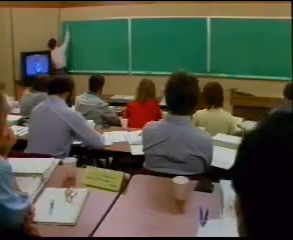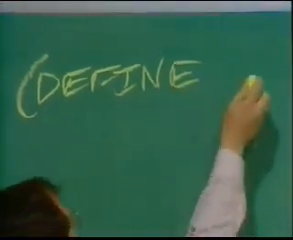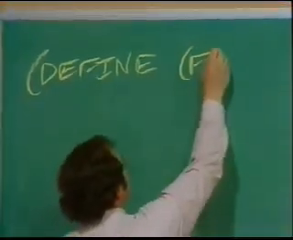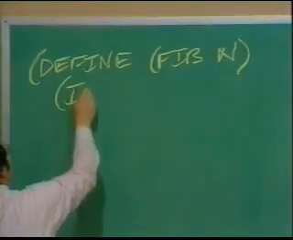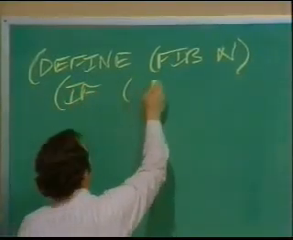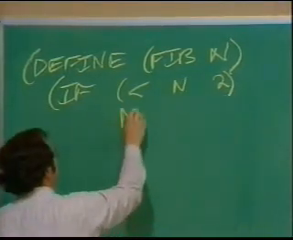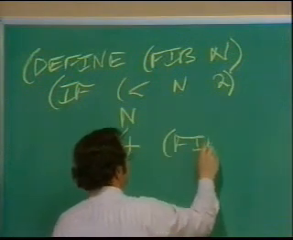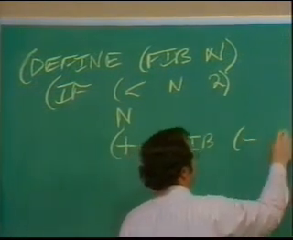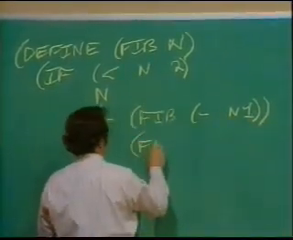So let's see. I'm just going to write down, first of all, the program I'm going to translate. I need the Fibonacci procedure. It's very simple, which says if n is less than 2, the result is n. Otherwise, it's the sum of fib of n minus 1 and fib of n minus 2.